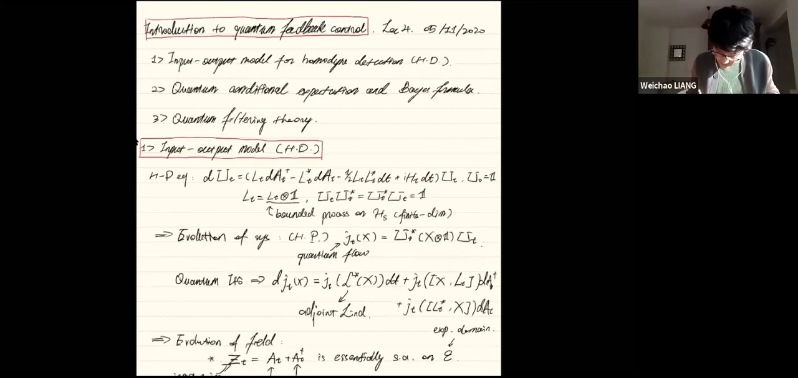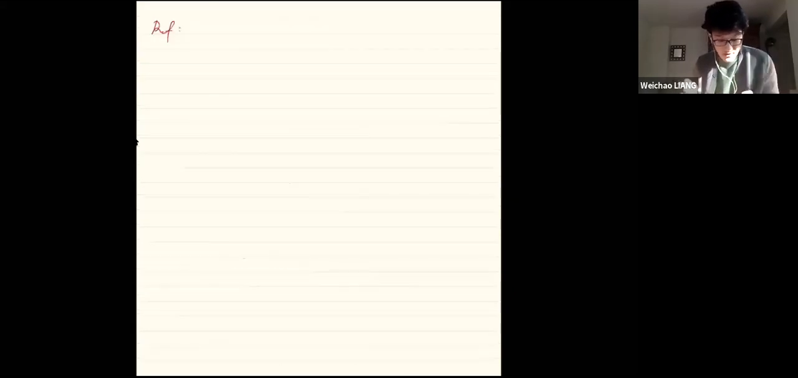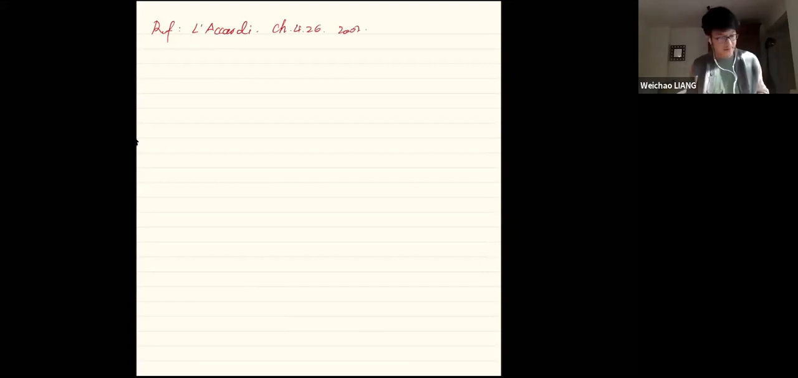And we give the reference for this part. Normally, as we said, the unitary operator U_t is not a group. So in order to describe the time evolution of the output field in the Heisenberg picture, we need some group property. Here is a reference in Accardi's book, Quantum Theory and Its Stochastic Limit, in chapter 4.26. We can find some detailed description of how to pass from the interaction picture to the Heisenberg picture. This development is beyond the scope of this course, so I will not develop it here, but we can find this description in this book.